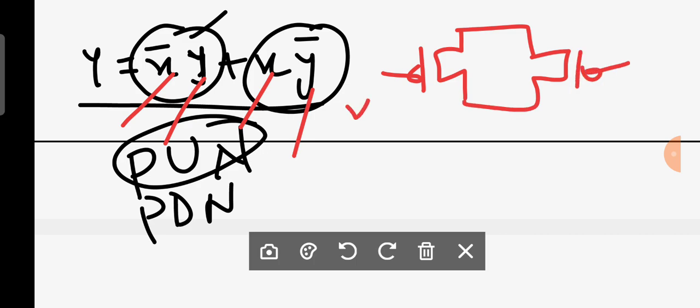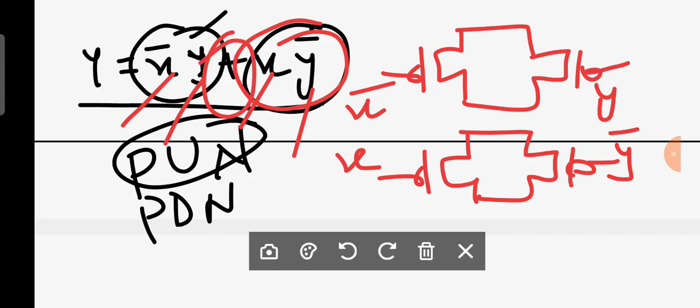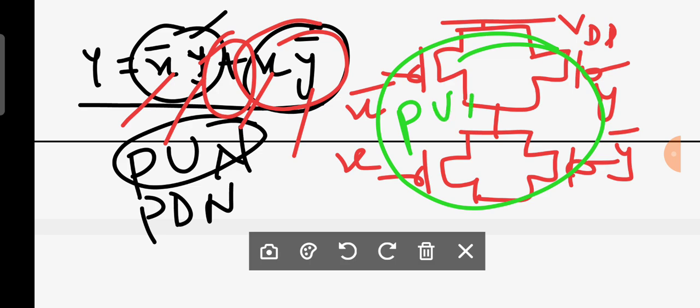Let us consider it is X complement, it is Y, and this should be in parallel. This is X, this is Y complement, and these two should be in series. Therefore these two should be in series and it should be connected to VDD. This entire structure is your pull up network.